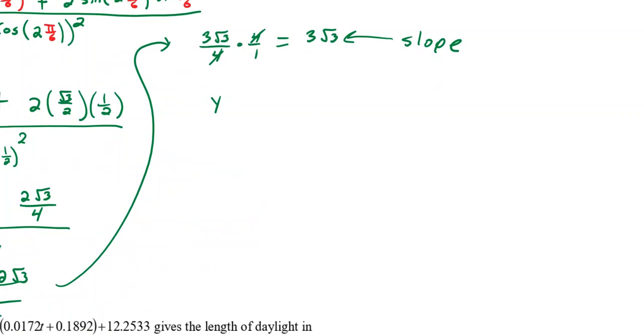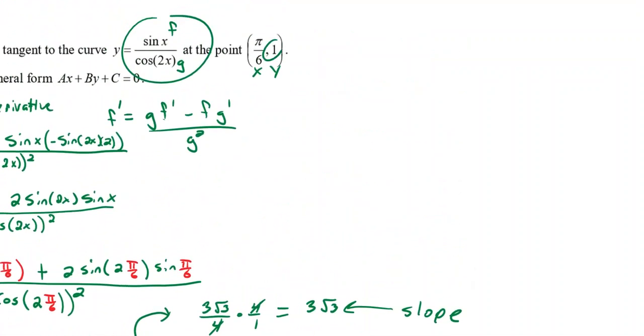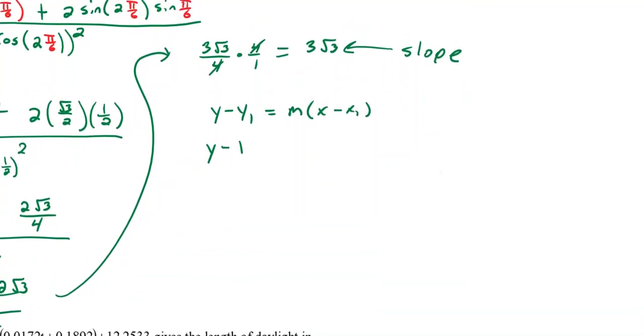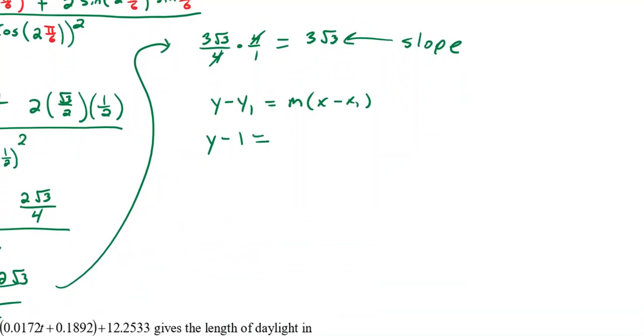Point slope form. So y minus y1 is equal to m times x minus x1. And then we'll just kind of throw in everything we know. So this would be y minus 1. If you know where that's from, that's just our y value here, right? So 1. Our slope, we now know, is 3 root 3. And then our x value there was pi over 6, so x minus pi over 6.